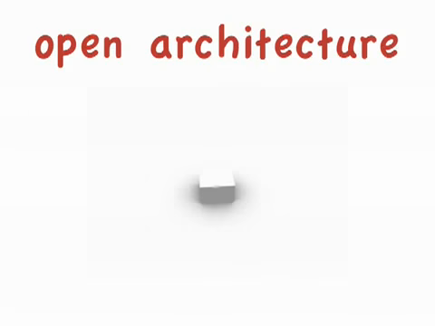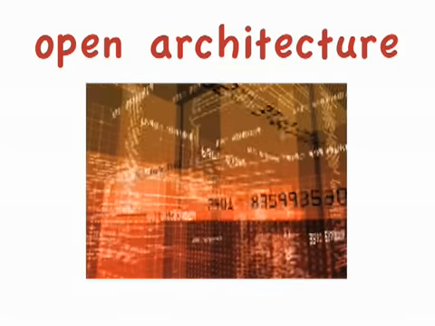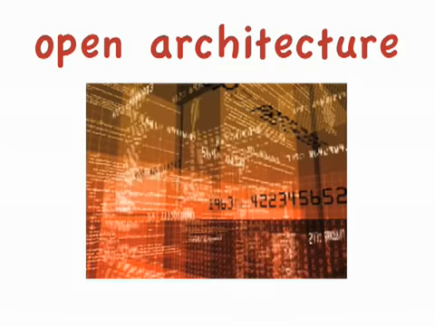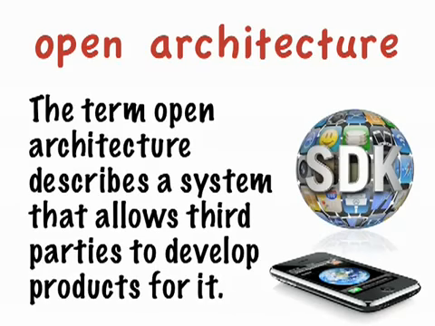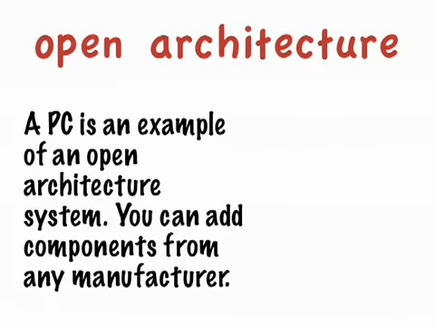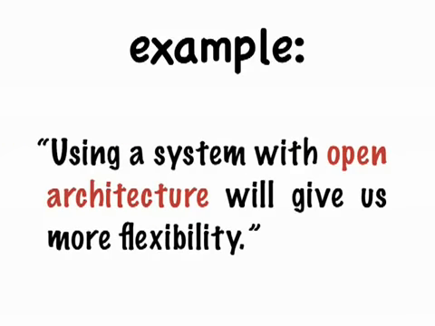Open architecture. The term open architecture describes a system that allows third parties to develop products for it. A PC is an example of an open architecture system. You can add components from any manufacturer. Using a system with open architecture will give us more flexibility.